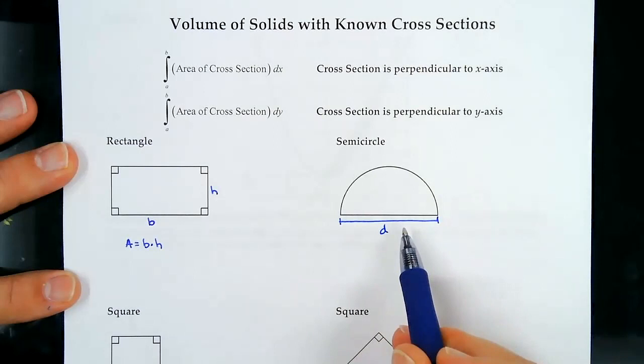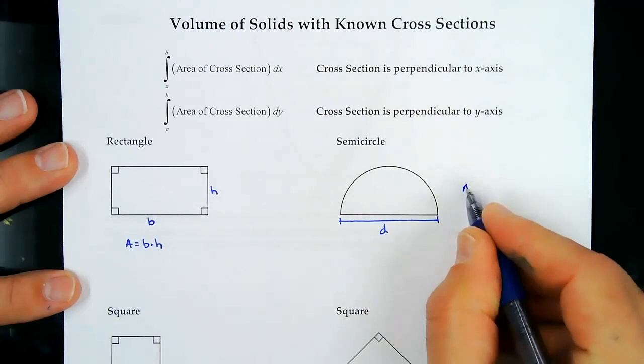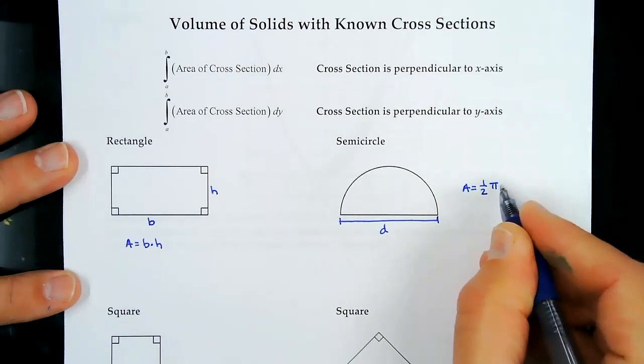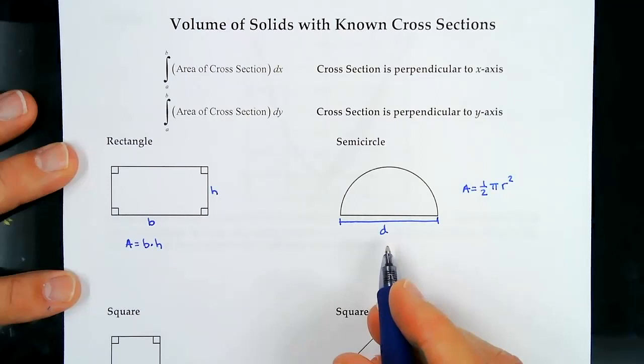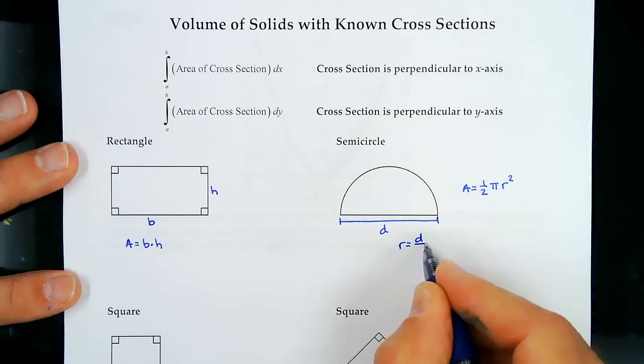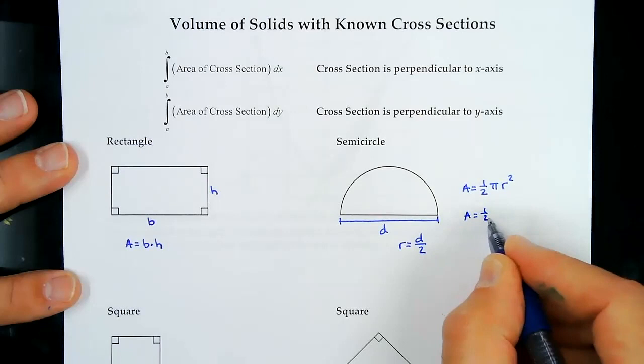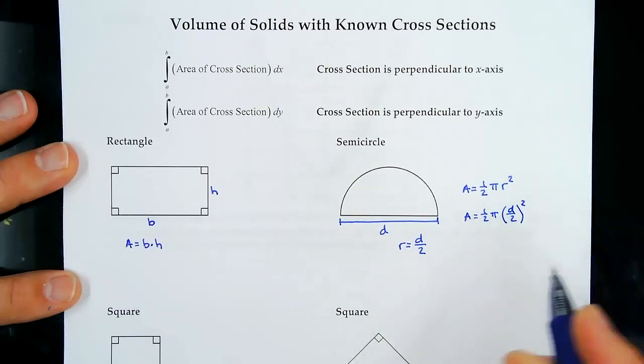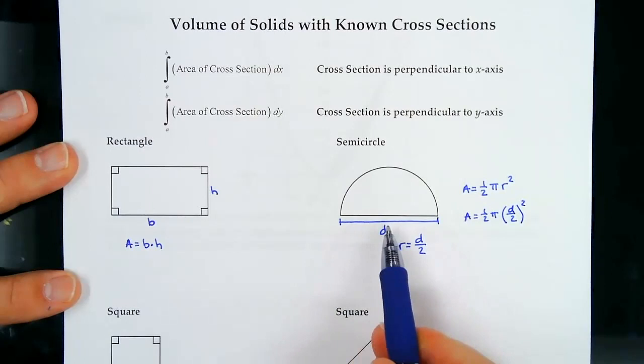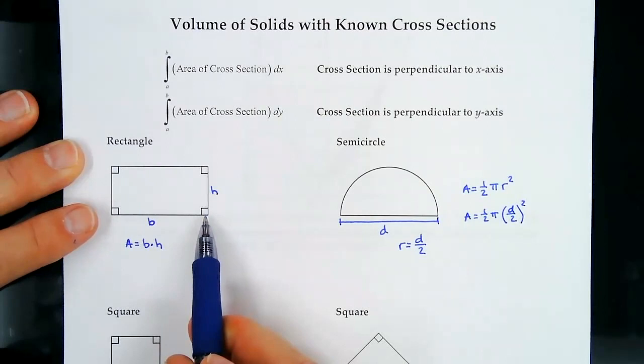Well, what do we know? We know the area for a semicircle is going to be 1/2 pi times r squared, right? But this isn't r, this is d, okay? But how do you get r? Well, r would just be whatever d is divided by 2. So the area is equal to 1/2 pi times d over 2 squared. So this d is going to be the top minus bottom or the right minus left. Same thing here: this length right here is going to be that top minus bottom or the right minus left.